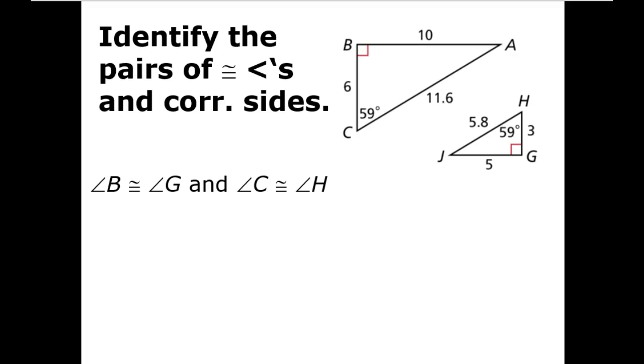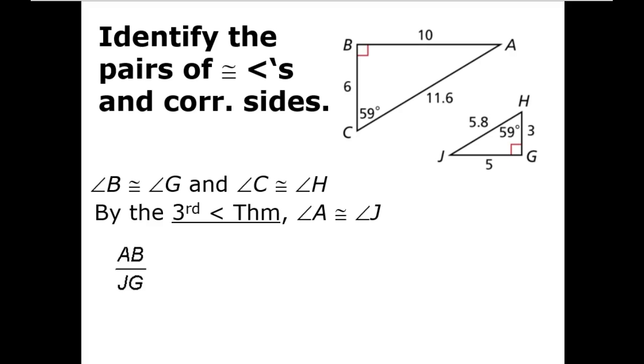Is angle A congruent to angle J? Yes, and how do I know that? Third angle theorem, yes. Okay, so by the third angle theorem, angle A is congruent to angle J. So I've talked about my 3 sets of congruent angles, and then I'm going to look at the corresponding sides. I know that AB corresponds to JG, so that's going to give me 10/5, which reduces to 2.